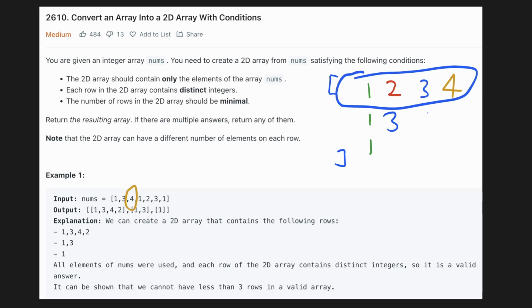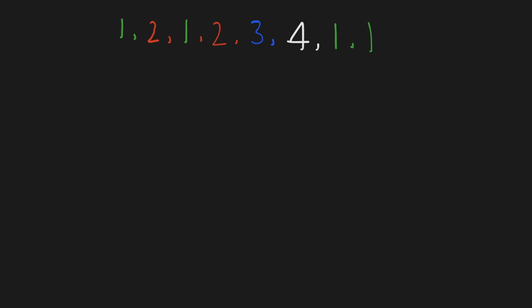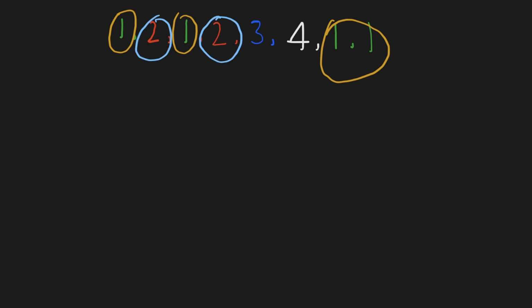If we were to swap any of these rows, we'll still get a valid answer and we can return any of them. Let's try to understand how many rows we'll need using this example. In this example, you can see that we have 4 ones. Similarly, we have 2 twos and a single 3 and a single 4. Do you think only 2 rows will be sufficient to house all the numbers? Let's see what happens in that case.